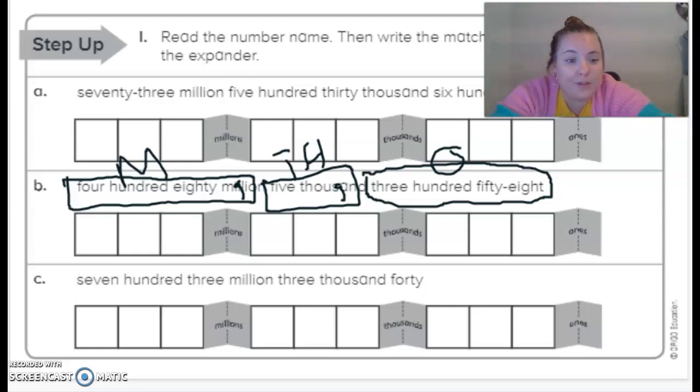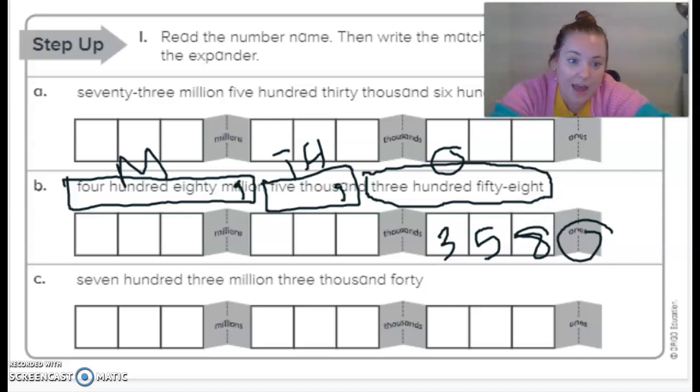So first, let's look at our ones grouping. So we have 358. So we have 3 hundreds, 5 tens, and 8 ones. And our thousands grouping, we just have 5 thousands. So we don't have any 100,000s. We don't have any 10,000s. We have 5 1,000s. So it should look like 5,000. And right here, we have the number 5,000.